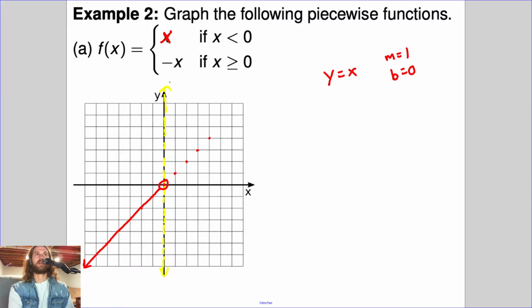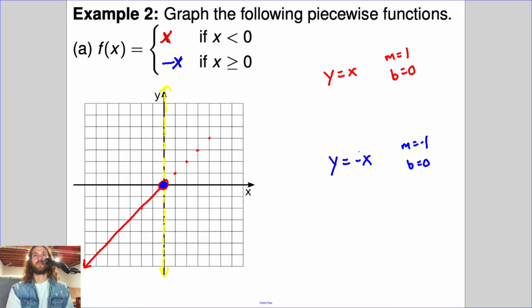Now we have to do the right-hand side. On the right-hand side, it looks like negative x. So we have to think about a separate function, y equals negative x. This has a slope of negative 1 and a y-intercept of 0. So it still crosses here, except this one is going to be a closed circle because of the equal sign. And then we're going to draw our line on everything to the right.